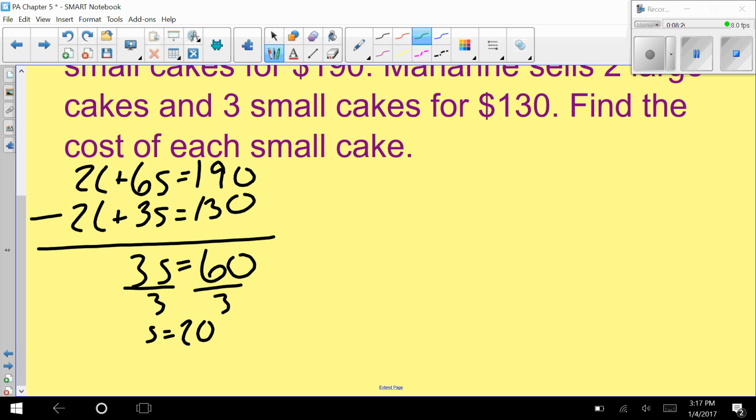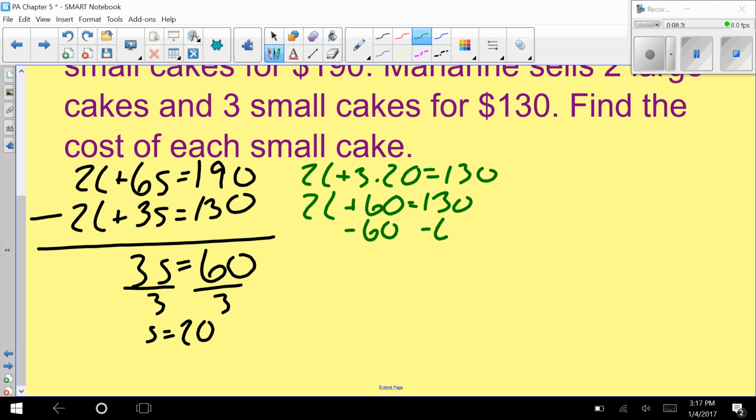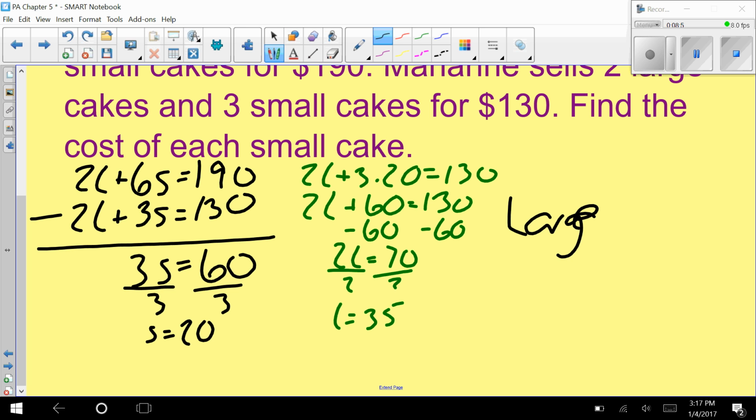We take that and plug it into one of our original equations. I'm going to go 2L plus 3 times 20 equals 130. 3 times 20 is 60. Subtract 60 off of each side. 2L equals 70. Divide by 2, L equals 35. So my answer is a large cake costs $35, and a small cake costs $20.